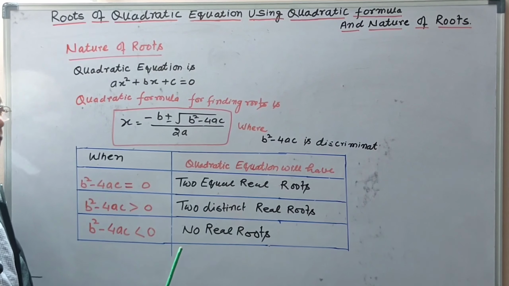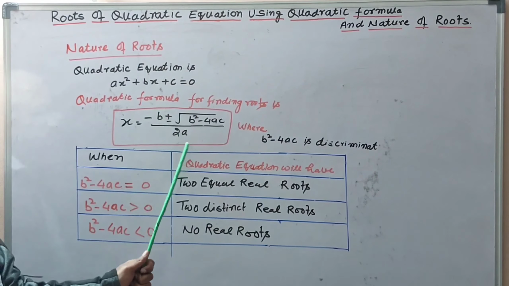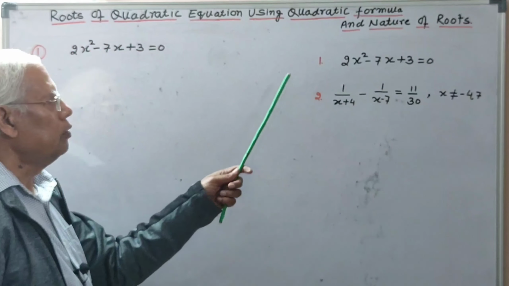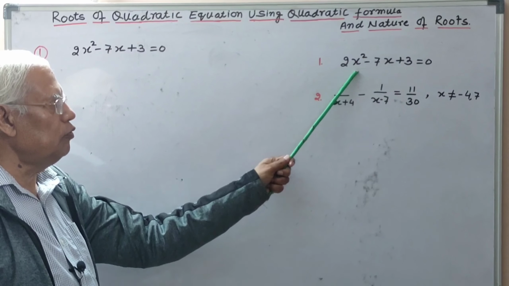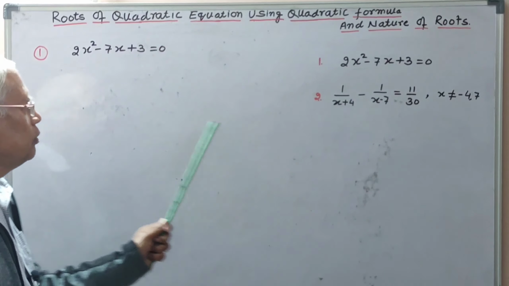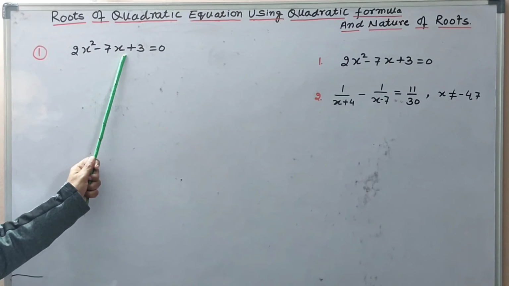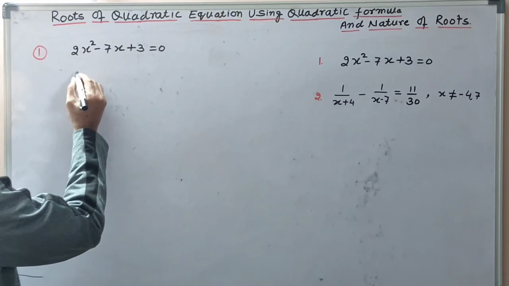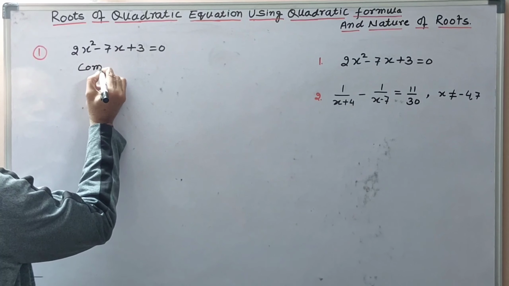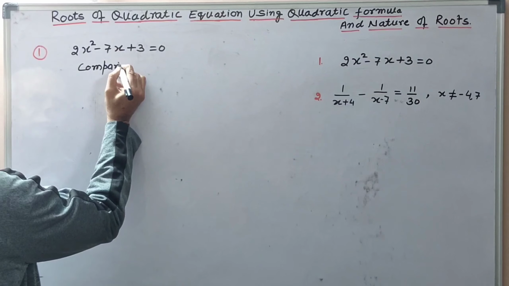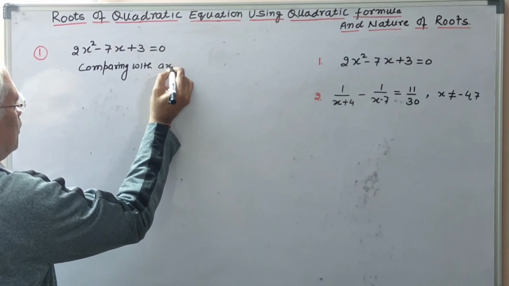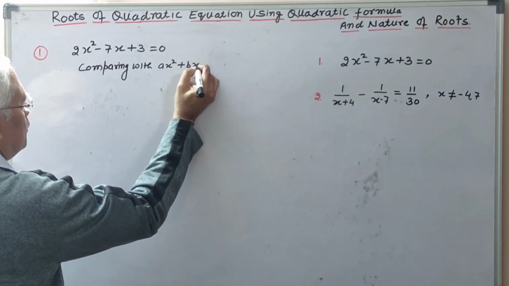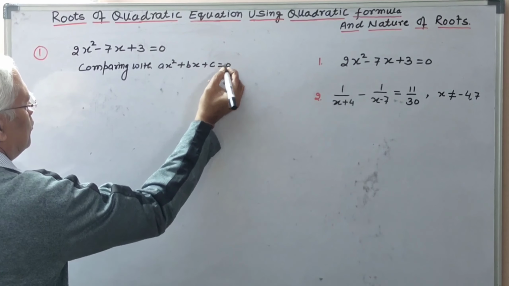So let us solve few problems based on quadratic formula and nature of roots. With the help of quadratic formula we have just derived, we are going to solve these two problems. First problem is 2x square minus 7x plus 3 equal to 0. Comparing with ax square plus bx plus c equal to 0.